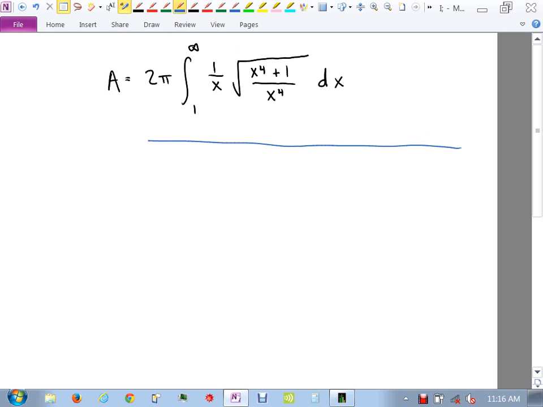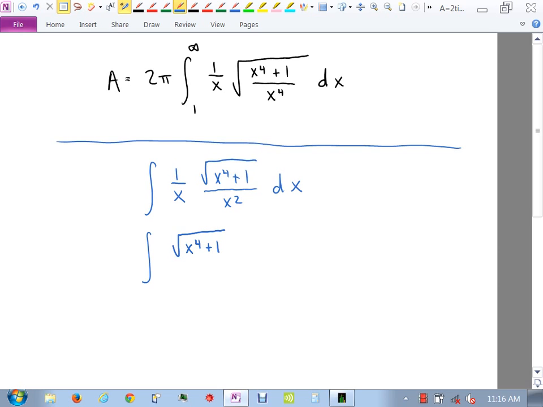Okay, so let me do this. Let me come back and let's just work on this integral here. Just the integral. Forget all the 2 pi and the limits and everything. Is that what you're suggesting? That fraction inside the square root can be broken up into 2 fractions? You agree with that? So I could pull that 1 over x squared out, as the square root of x to the 4th plus 1, over x cubed, dx. Now what?